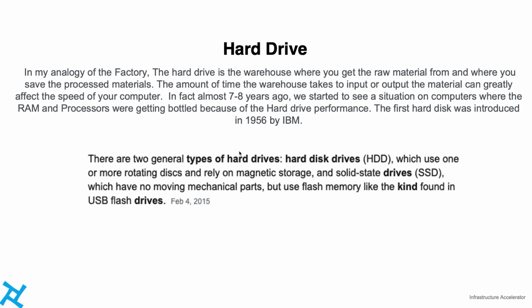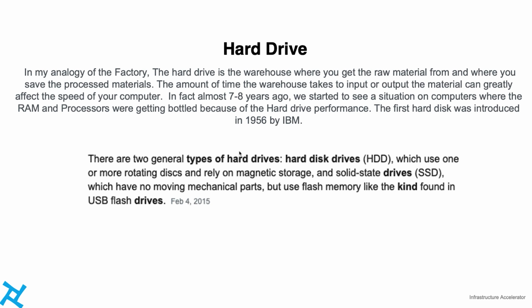Hard drive. Once again, going back to my analogy of the factory, the hard drive is the warehouse where you keep the raw material and where you save your processed material. The amount of time the warehouse takes to input and output the material can greatly affect the speed of your computer. In fact, almost 7 to 8 years ago, we started to see a situation on computers where the RAM and processor were getting bottlenecked because of the hard drive performance. The first hard disk was introduced in 1956 by IBM.